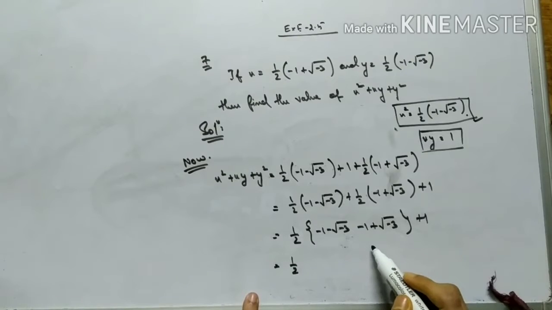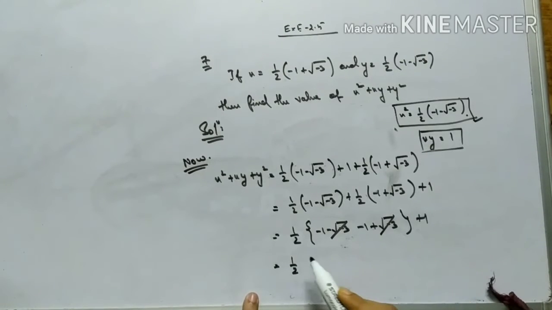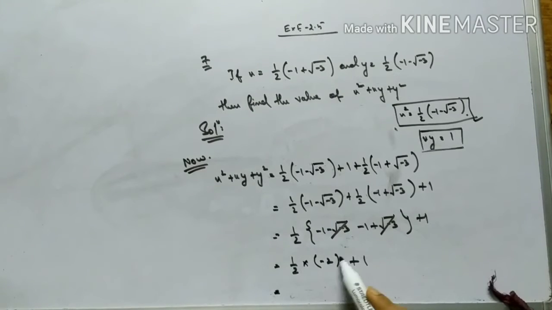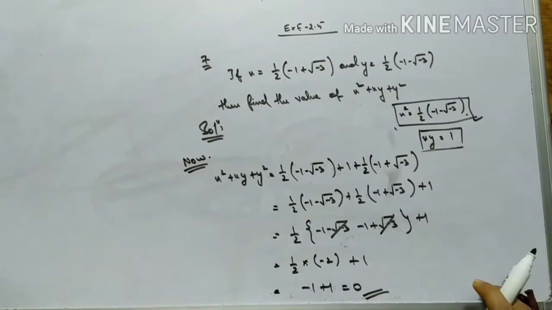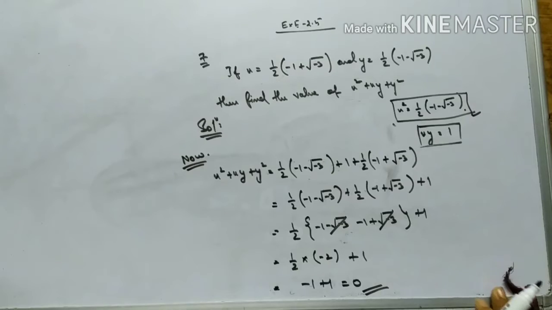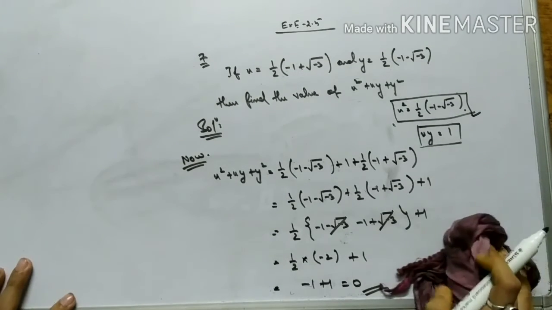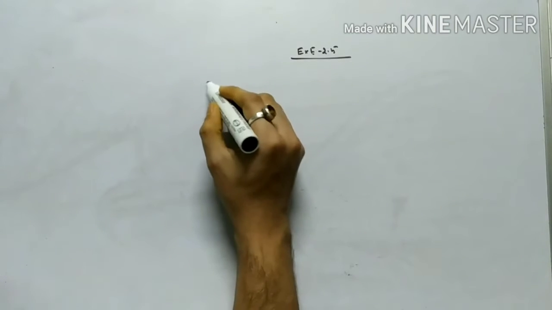So 1 by 2. In here you see this and this cut. So into minus 1 minus 1, I will get minus 2 plus 1. So this one cut. Ultimately I will get minus 1 plus 1, which equals 0. This one is solved. Okay. Next I will go to question number 8.